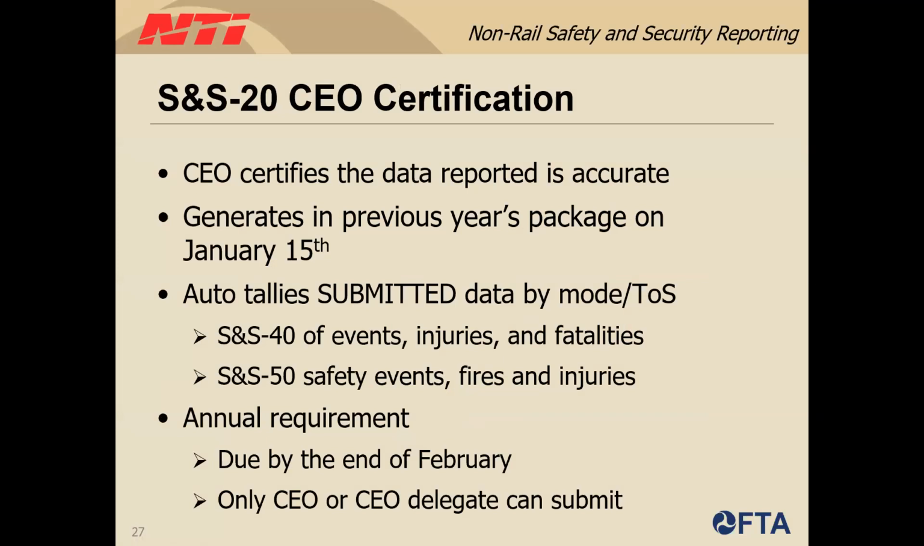The form is due by the end of February of the following year, and only a person logged in as a CEO or CEO delegate can submit the form in the system. Late notices are sent to the CEO. Again, they're automatic late notices similar to our SNS 50s, so they'll go out on the 1st and the 5th of the following month. And then if it's still late by the 15th, a third late notice will be sent by your safety analyst.